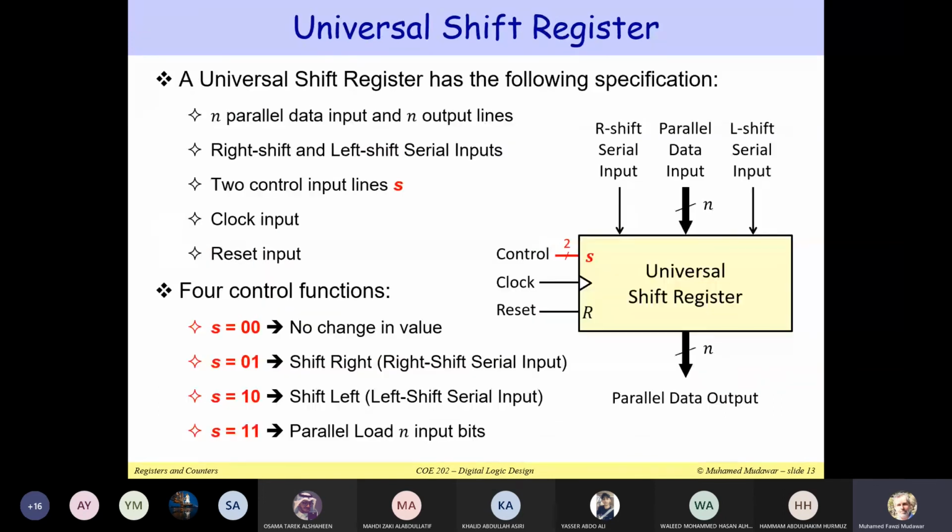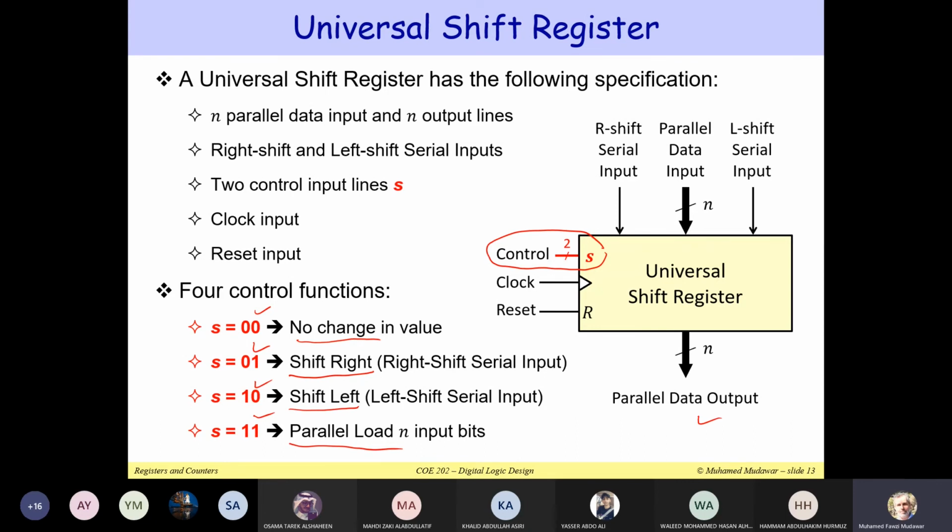Let me show you one more, which is called the universal shift register. Here I would like to have not just 1 bit for control, but 2 bits. So S here consists of 2 bits, and we have 4 possible combinations. 0, 0: I don't want to change the value of the output, so there is no change in value. 0, 1: I would like to shift to the right. 1, 0: I would like to shift to the left. 1, 1: I would like to do parallel load.